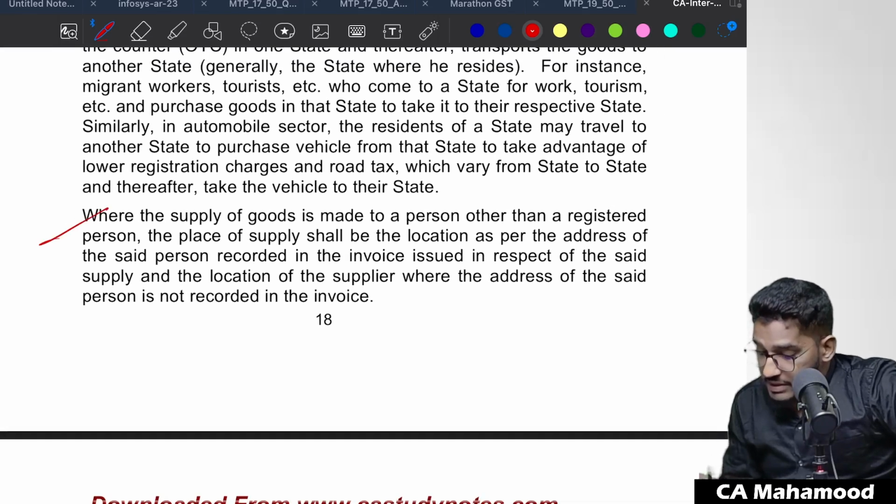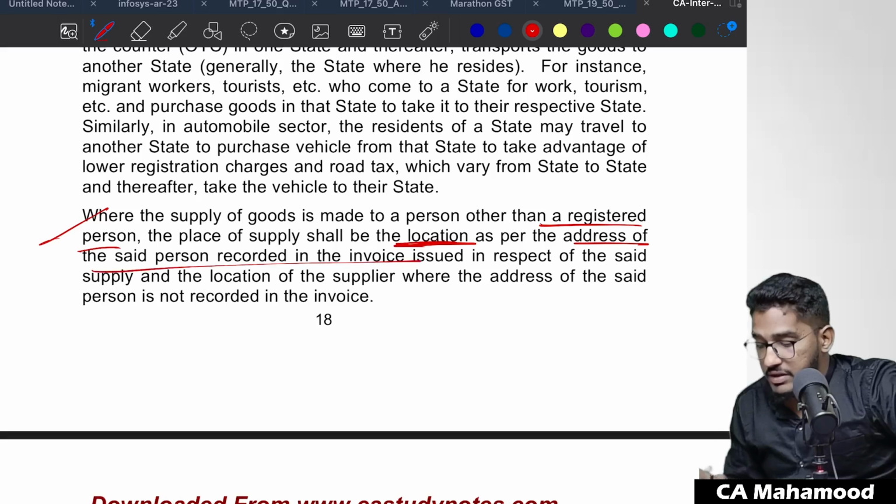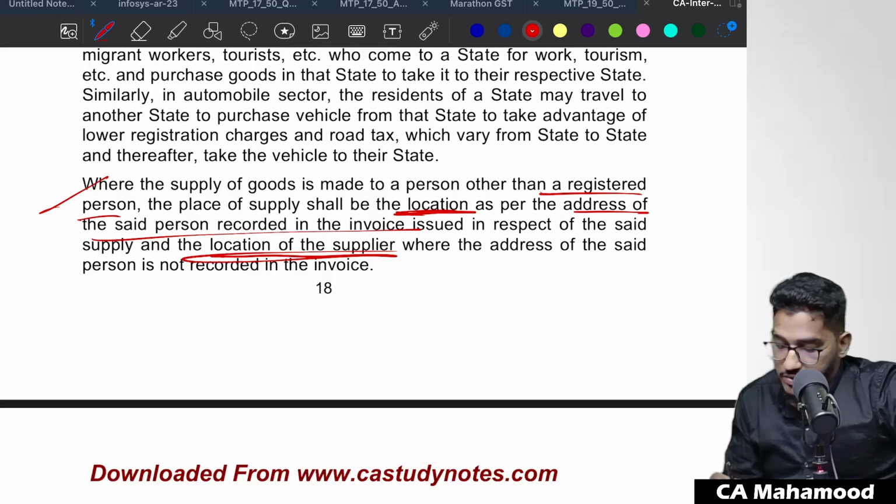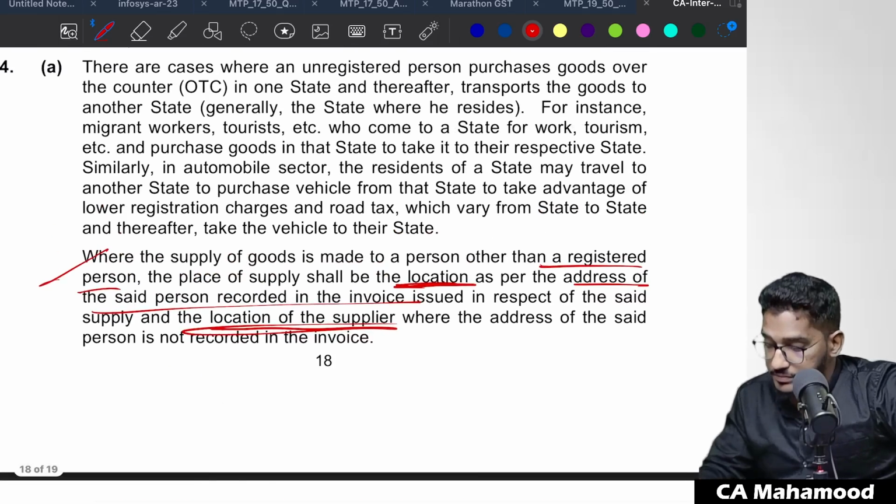So if you see here, where the supply of goods is made to a person other than a registered person, the place of supply shall be the location as per the address of the said person recorded in the invoice in respect of the said supply. And in case the address is not recorded, then the location of the supplier will be the place of supply. Understood? So this entire thing you have to write.